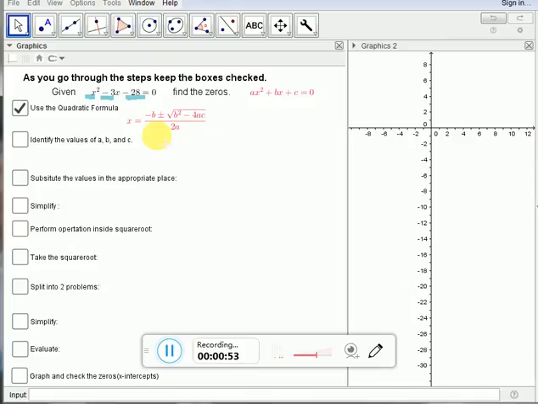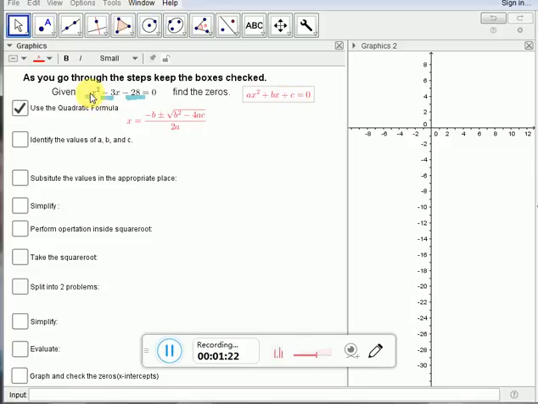X equals negative b plus or minus the square root of b squared minus 4ac all over 2a. We must identify the values of a, b, c. Now, once again, a is the number in front of x squared, b is the number in front of x, and c is the number without a variable.